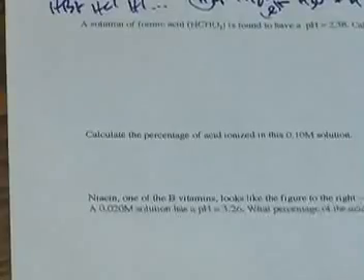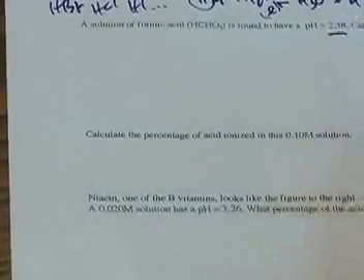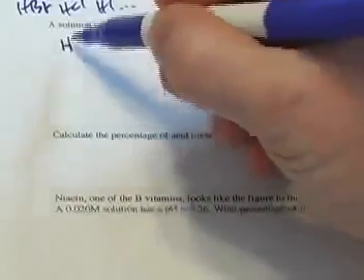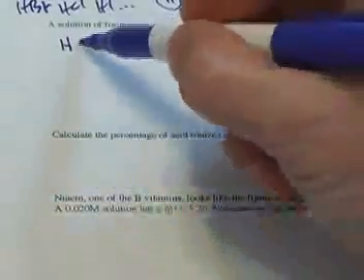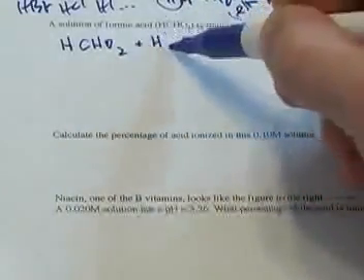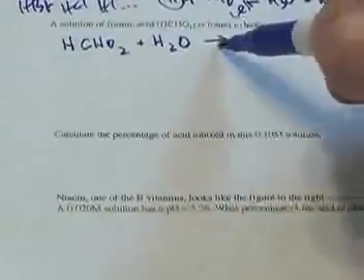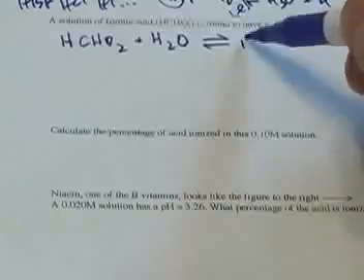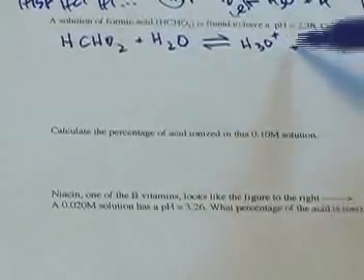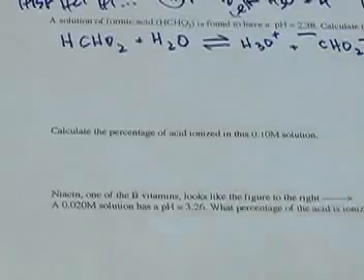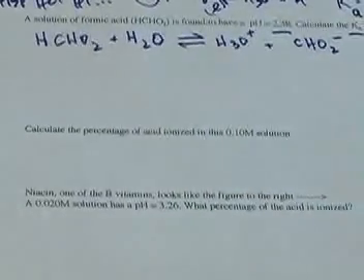So, first question. A solution of formic acid is found to have a pH of 2.38. Calculate the Ka. So, first thing to do is to write down the equation, HCHO2, and then we'll react that with some water. And then what we're going to do is have the acid give away its proton, and we'll form some H3O+, and then we're going to have some CHO2-, and set up an ice table.